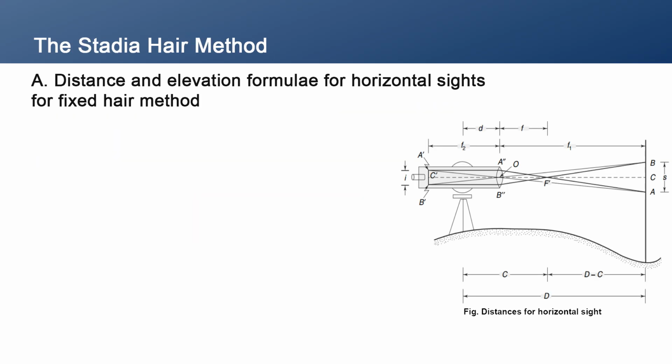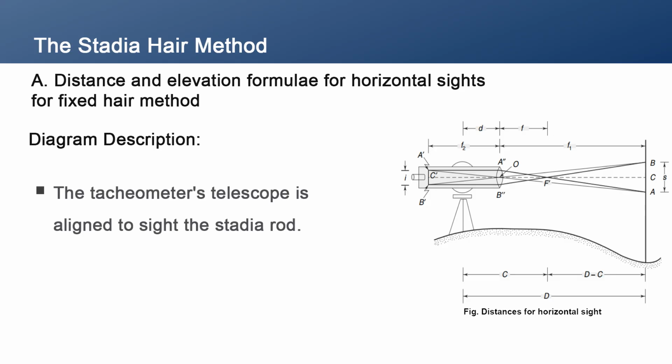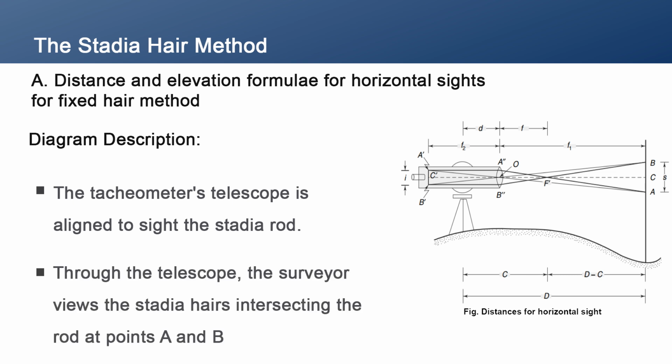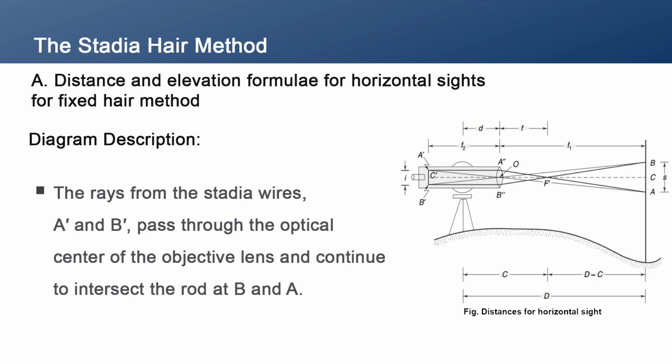Let us now determine the distance and elevation formula for the fixed hair method of the stadia hair method. As depicted in the figure, the setup involves a tacheometer, telescope and a stadia rod. Through the telescope, the surveyor views the stadia hairs intersecting the rod at the points A and B. The rays from the stadia hairs A' and B' pass over the optical center of the objective lens and continue to intersect the rod at B and A. This setup is essential for understanding how distance and elevations are calculated using the stadia hair method.